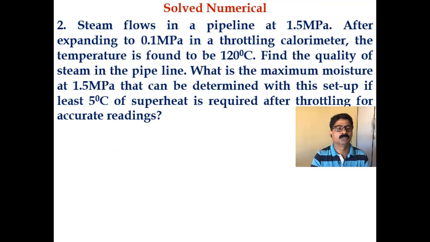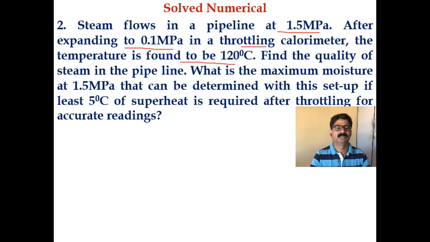Okay, let us solve this problem. Steam flows in a pipeline at 1.5 megapascal. After expanding to 0.1 megapascal in a throttling calorimeter, the temperature is found to be 120 degrees Celsius. Very good, the problem on throttling calorimeter which we discussed in the last lecture. Here the steam initial pressure is 1.5 megapascal in the main steam pipeline, and after throttling the pressure is 0.1 megapascal and temperature is 120 degrees Celsius.